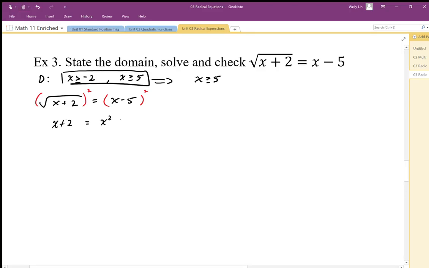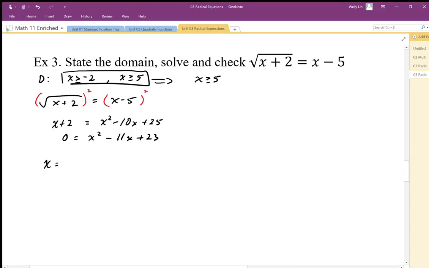So we end up with x squared minus 10x plus 25. Don't forget to FOIL this out. It's a quadratic, so we'll make that equal to 0. So we end up with x squared minus 11x plus 23. It looks like that's not factorable. 23 is a prime number, so I'm going to plug this into the quadratic formula.